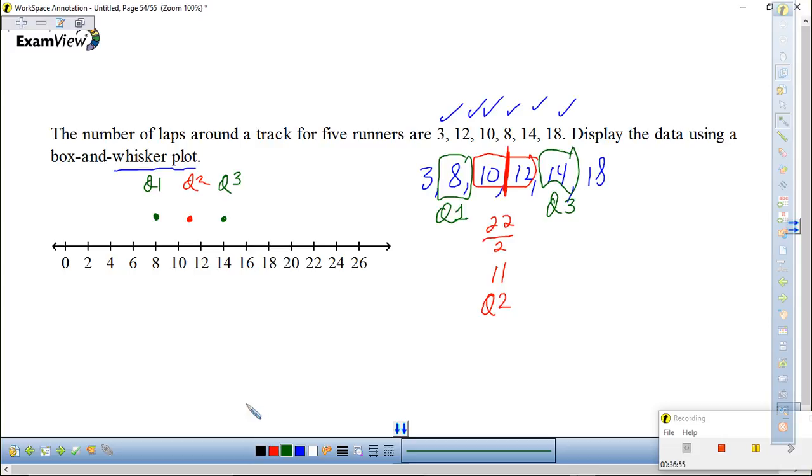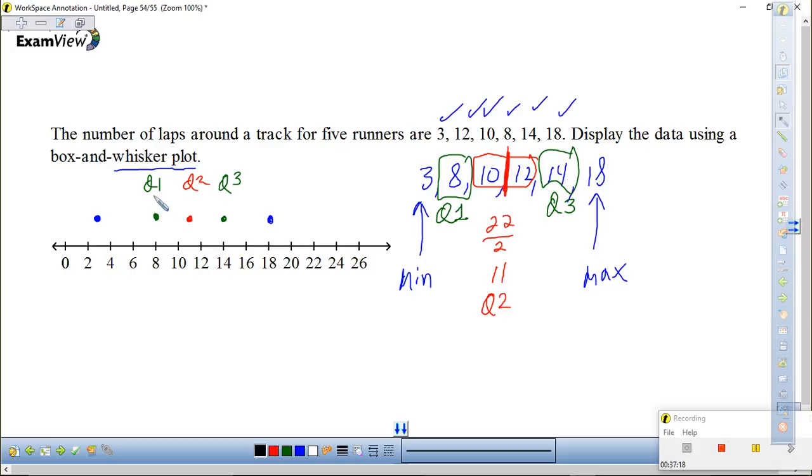What else do I need for my box and whiskers? The min and the max. What is the minimum? 3. This is my min, and that goes right there. What is my max? This is the max. 18 goes right there. And now I can make my box.